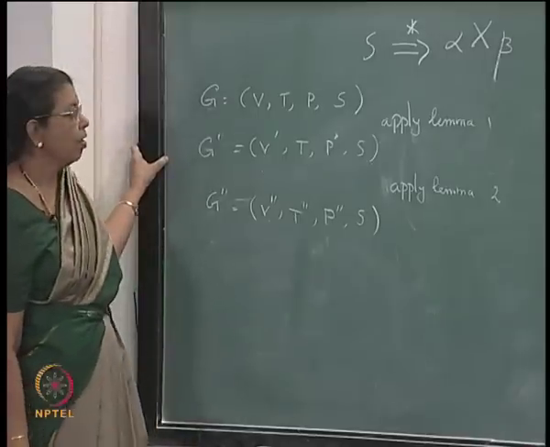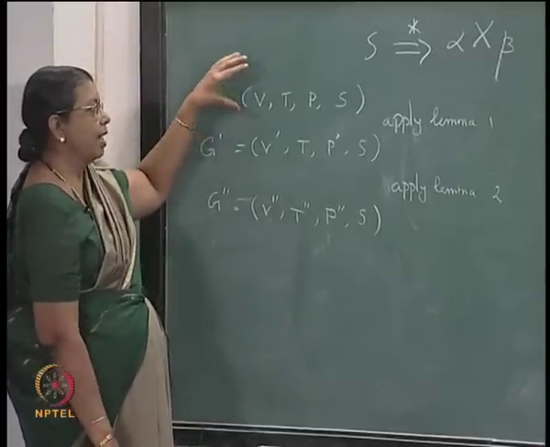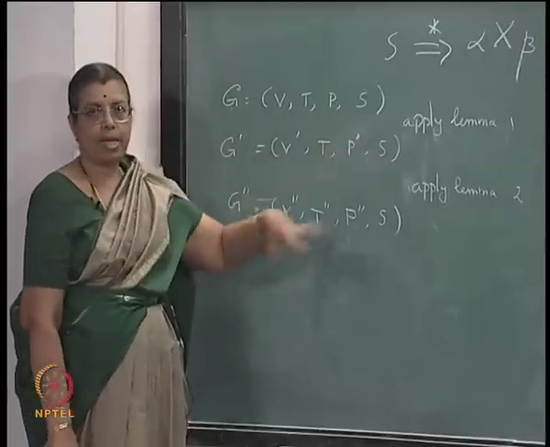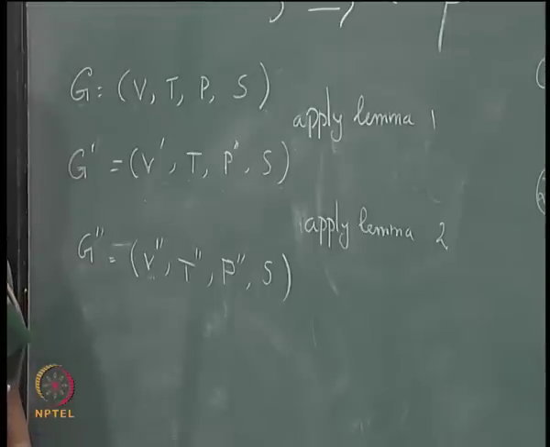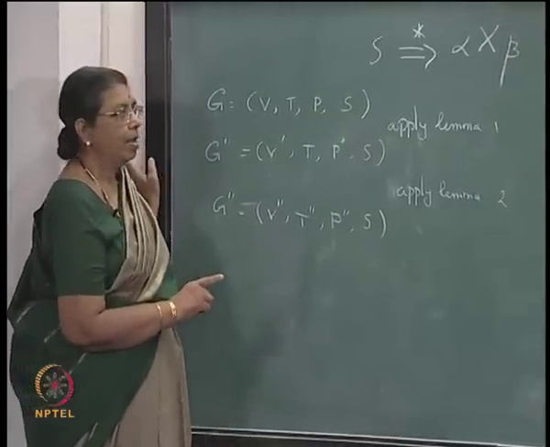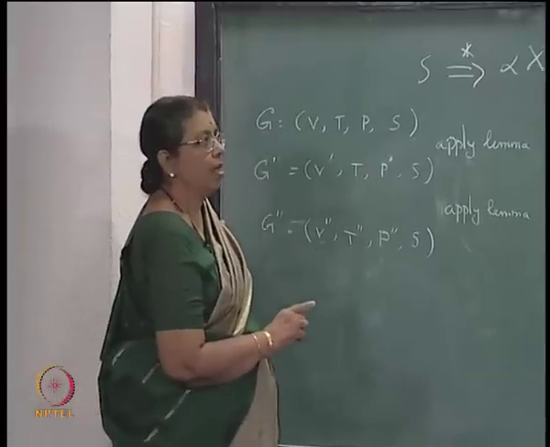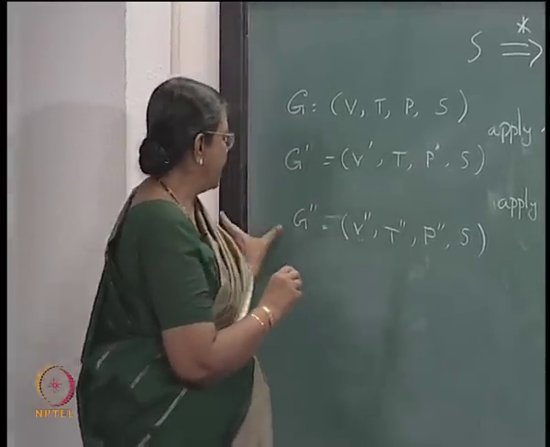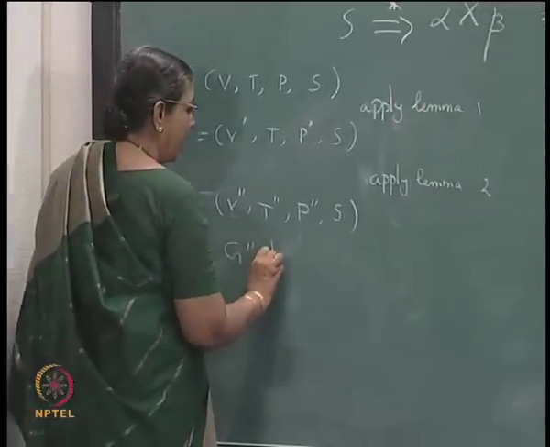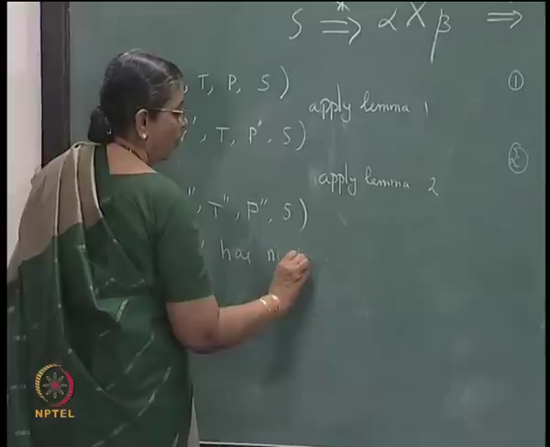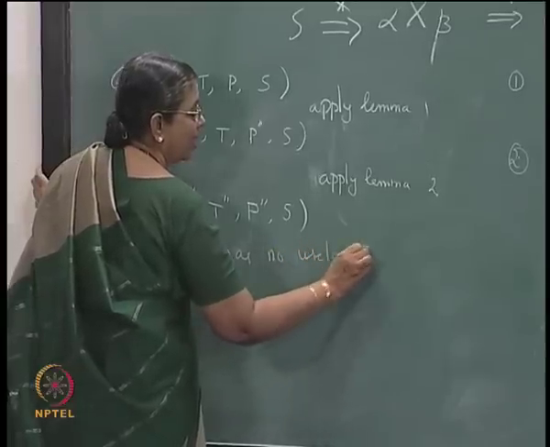This you must remember. So, what you are doing is starting with the grammar V, T, P, S, first you are applying lemma 1 to see that every non-terminal derives a terminal string. Then you are applying lemma 2 to show that every symbol is reachable from S. Now you claim that this G2 dash has no useless symbols.